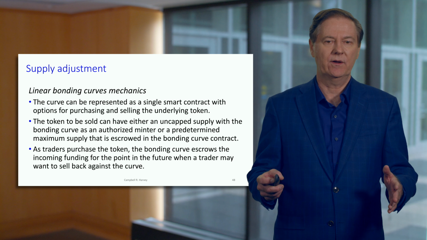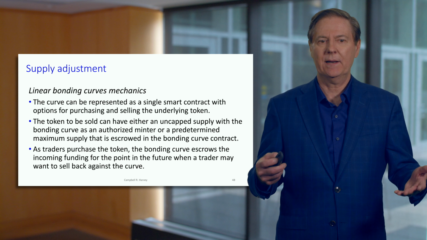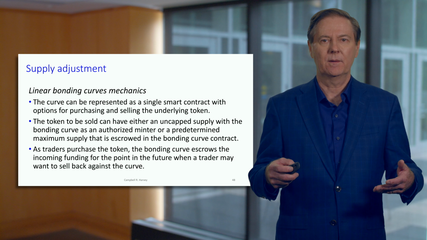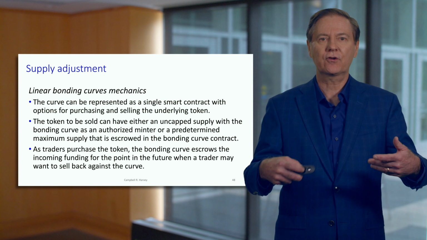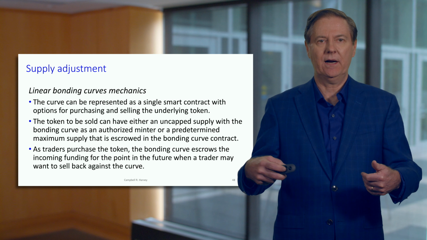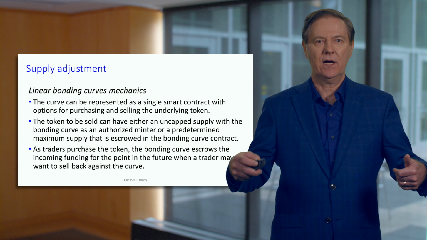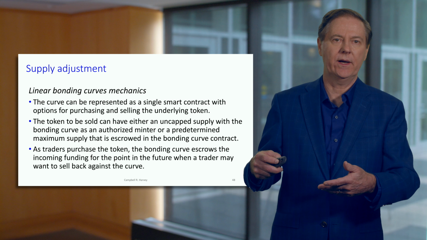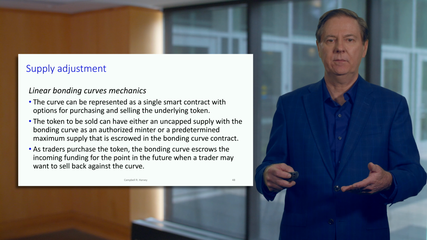So this is a very simple bonding curve, and essentially what's happening here is traders or users are purchasing the token. The bonding curve is escrowing the funding. When Alice and Carol were buying, the contract is escrowing the ether, and then that ether is deployed to pay back a little later on. So this is a powerful contract and idea in general.